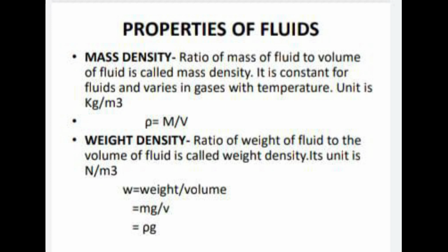Now this mass density remains constant for liquids and it varies with temperature for gases. As you know, the mass density of water is 1000 kilogram per meter cube. The mass density of mercury is 13,600 kilogram per meter cube. So it is fixed for the liquids.